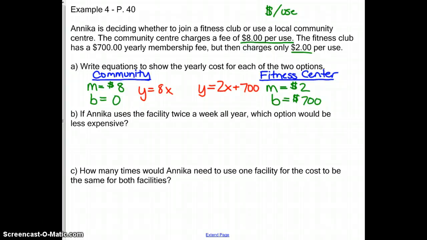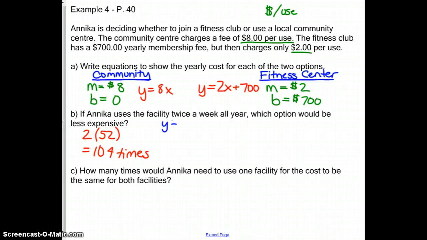So part B, if Annika uses the facility twice a week all year, which option would be less expensive? So first we need to figure out how many days she actually went. So if she went twice a week, how many weeks are in a year? 52. So 2 times 52 is she went 104 times. So is that our x value or our y value? Your x value, good, because it's the number of times that's going to be multiplied by how much it costs per each time. So let's start by plugging it into the community one.